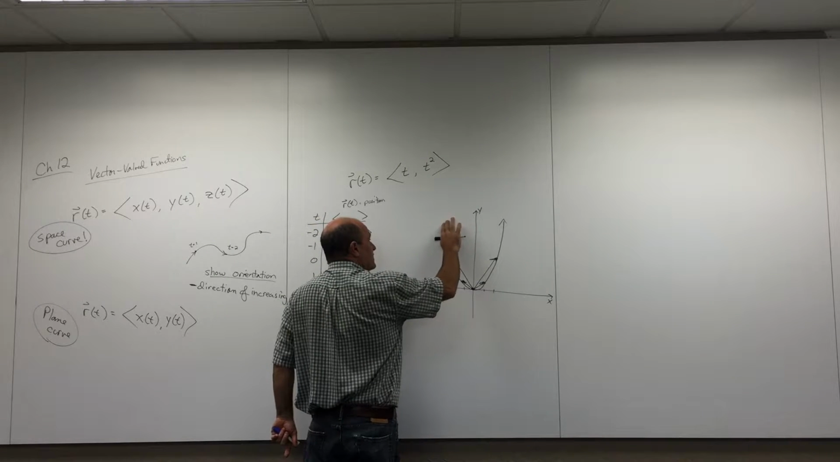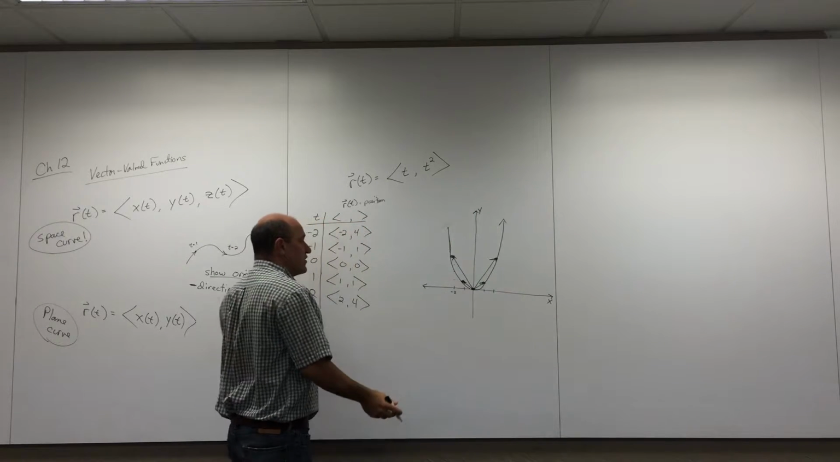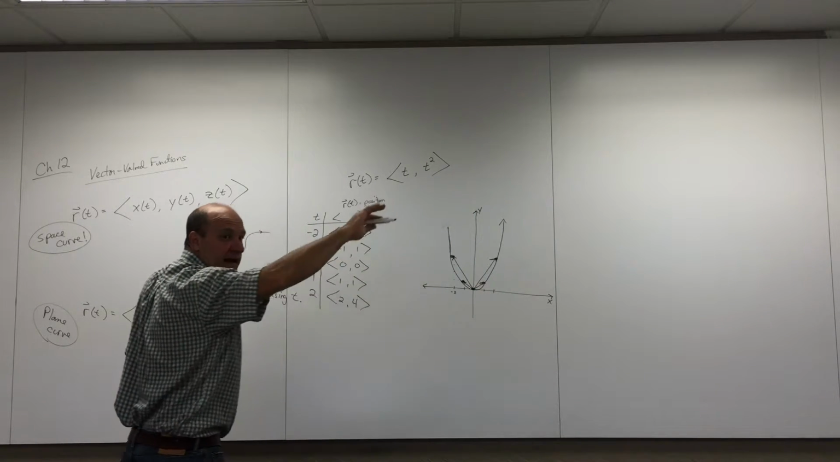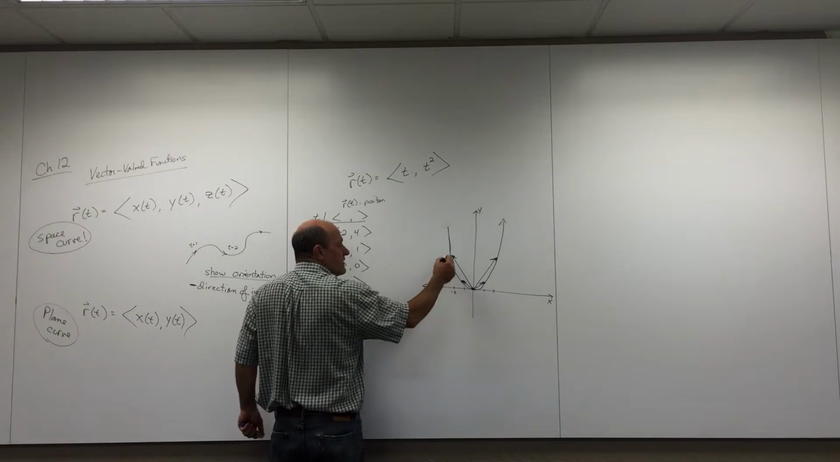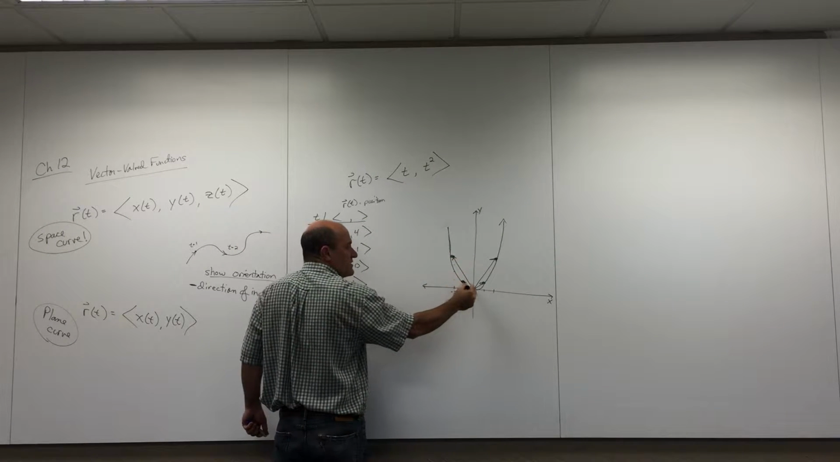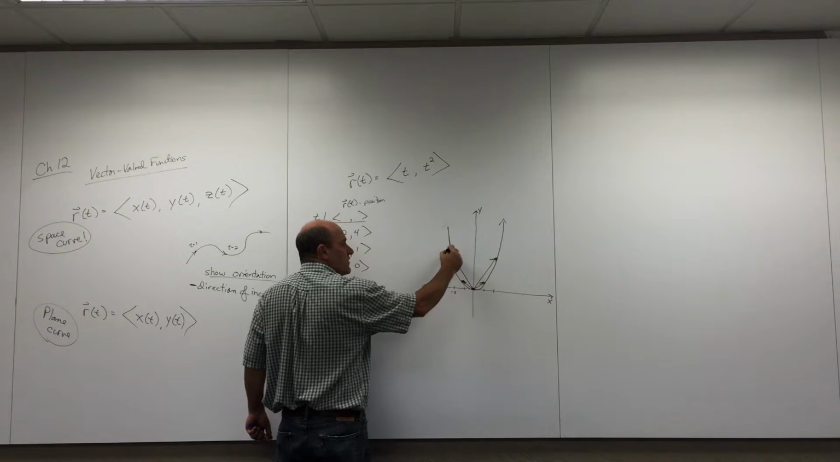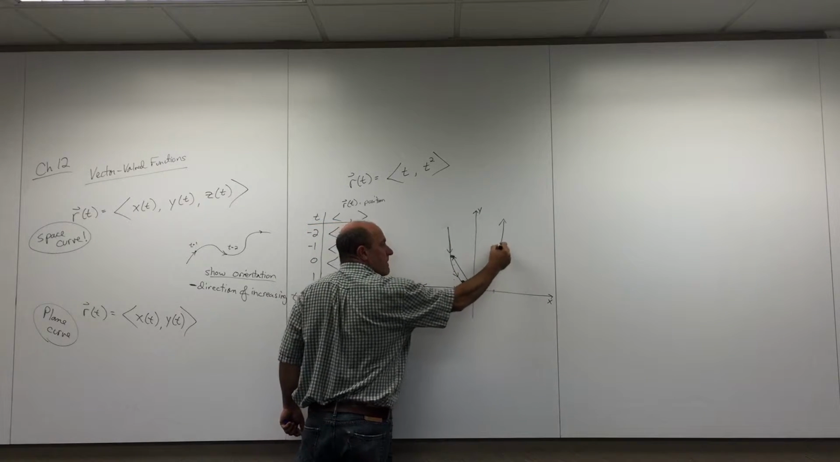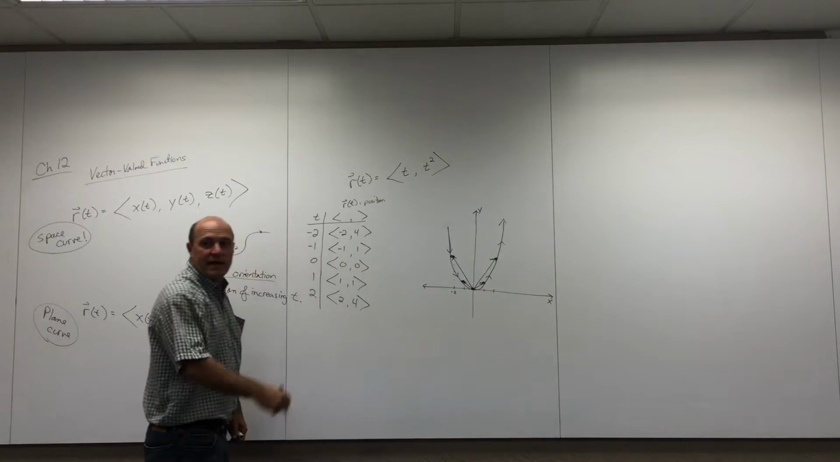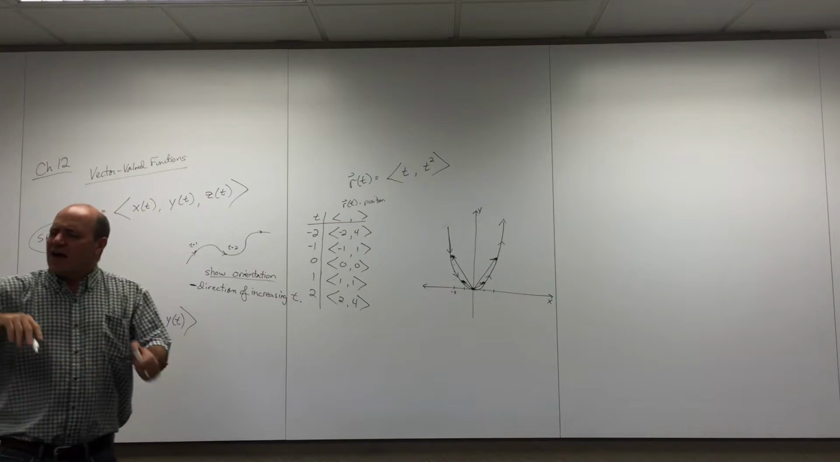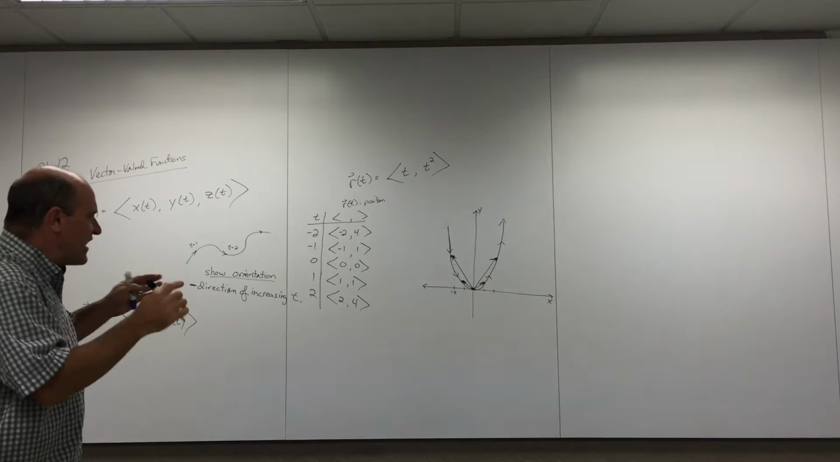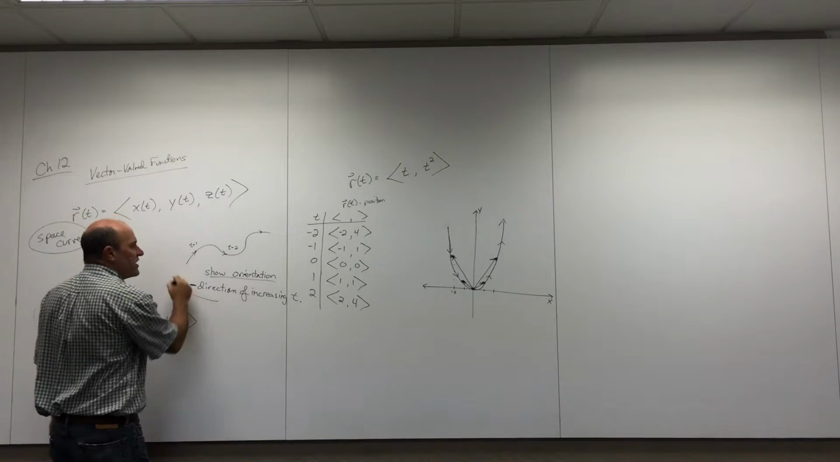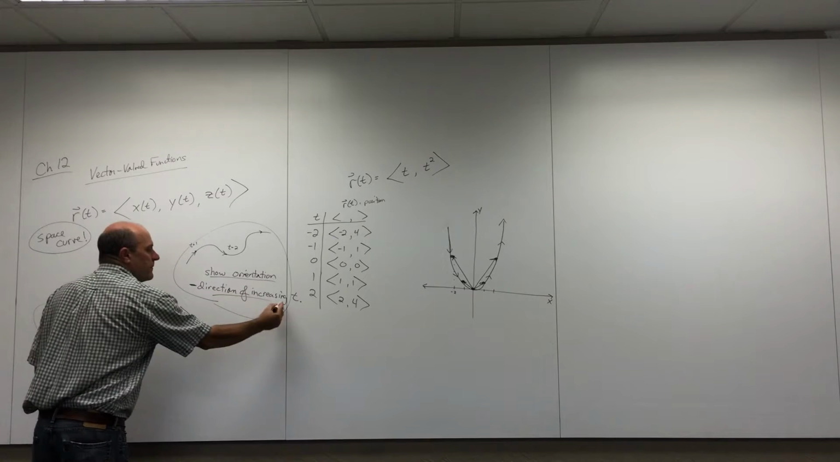And what is the orientation of the curve? The orientation of this curve is left to right, I think. Remember, this was negative 2, negative 1, 0, 1, and 2. So the direction of increasing t is this way. I'm putting little arrows on it. Not only is it a curve, but there's a direction to the curve, an orientation to the curve.